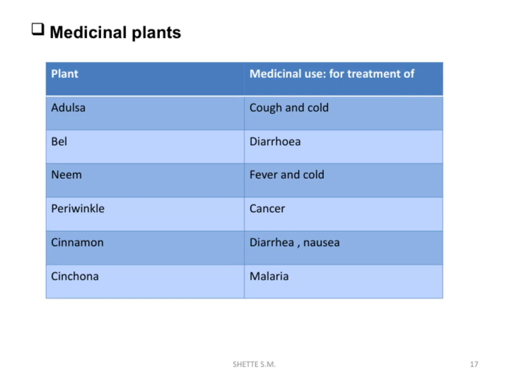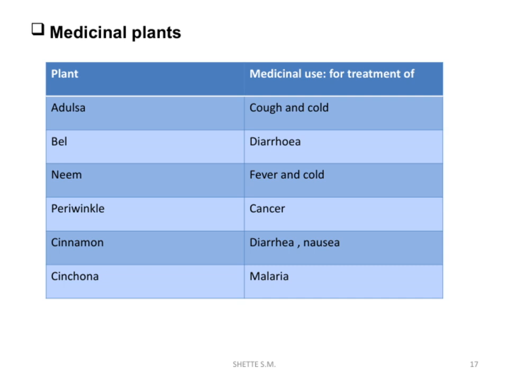Now let's take a closer look at some important medicinal plants and their uses. As you can see in this table, Adulsa is commonly used for treating coughs and colds, which are very common ailments. Bael, on the other hand, is known for its effectiveness against diarrhea. Neem is a versatile plant that helps with fever and cold, making it a vital part of traditional medicine.